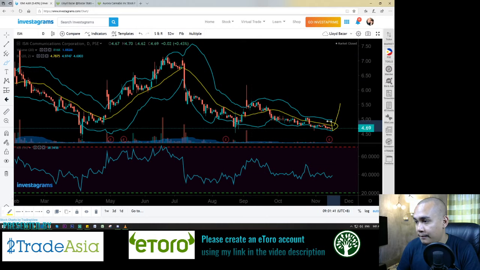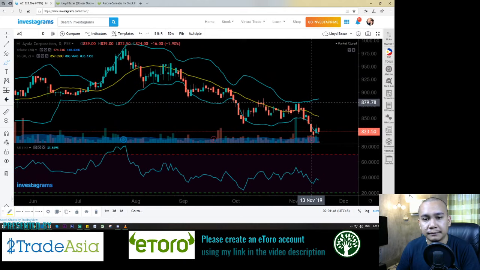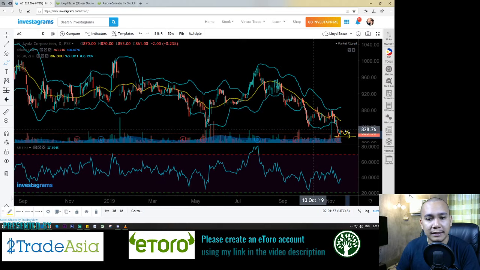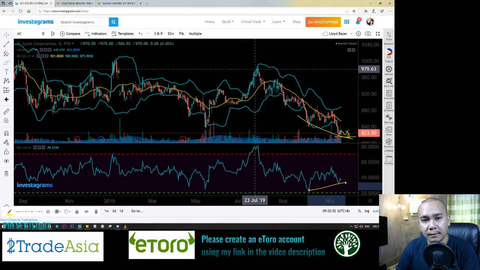ISM, AC, itong mga blue chips, nagbabagsakan kahapon eh. So, pula si AC yesterday, let's see if it can create a support anytime soon. It might create a support anytime soon. Right? Pag nag-green yan, most probably we can test it out. Yes, that's a divergence naman, I mean movement naman kay AC. Overall is on a downtrend din.